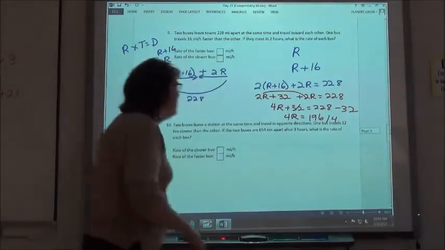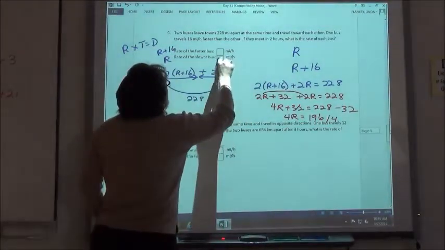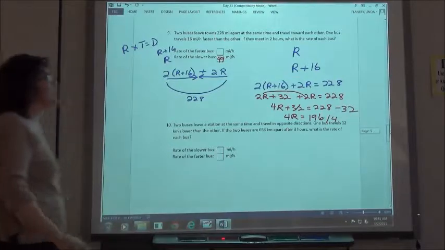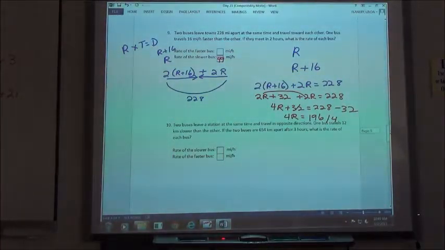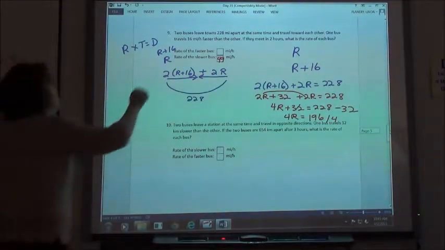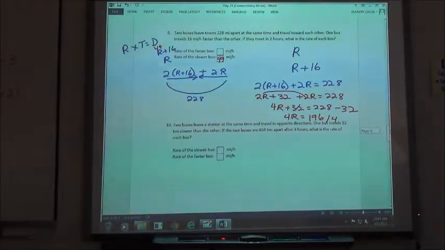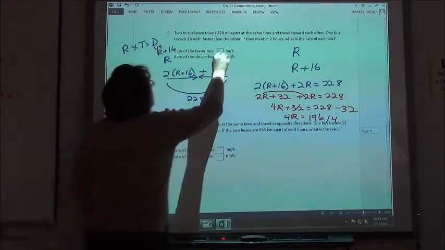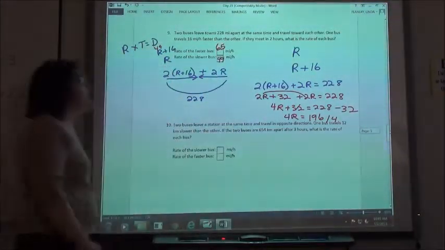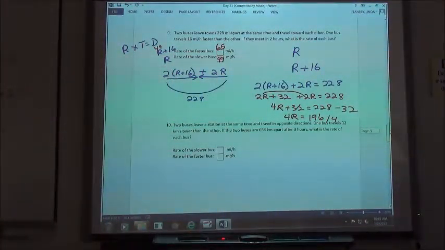49. So this one is going to be going 49, because that rate was just the plain R, the slower one. The other one is going to go R plus 16, so we're going to have to take 49 plus 16. And 49 plus 16 would give me 65. So that bus is going 65 miles an hour, the other bus is going 49 miles an hour.